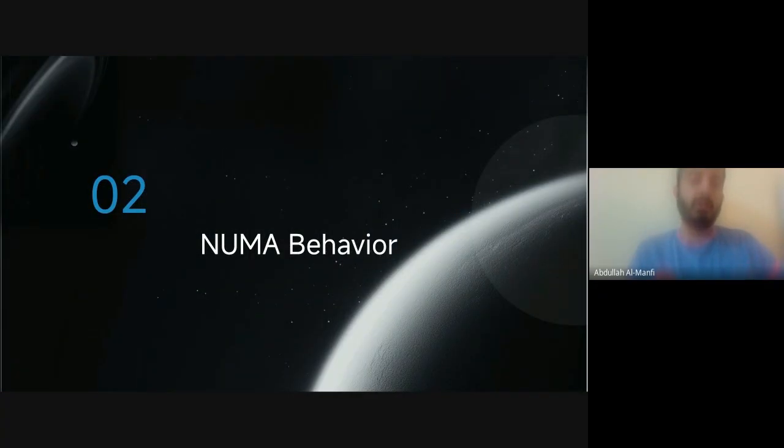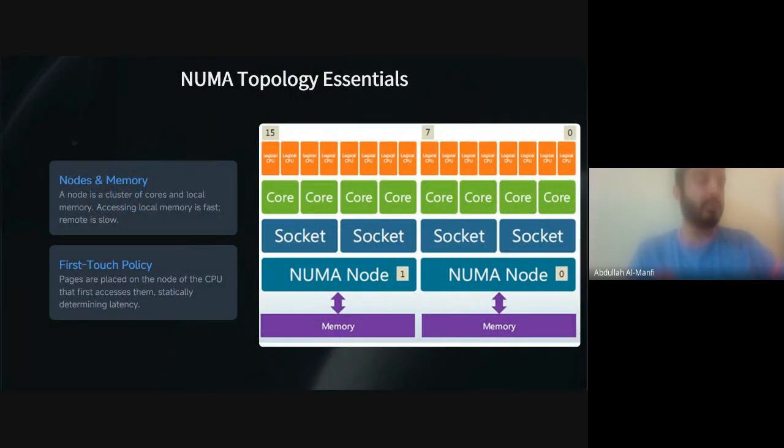Secondly, we will talk about NUMA behavior. NUMA systems are built from nodes. Each node has a set of cores and local memory. Local accesses are very fast, while remote accesses go through interconnects and are much slower.